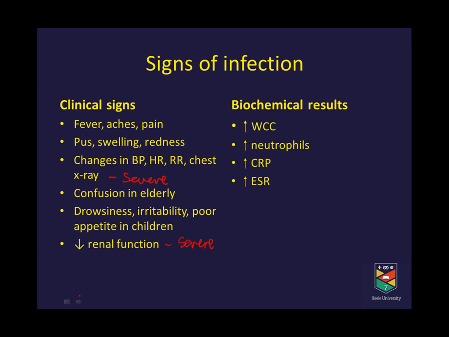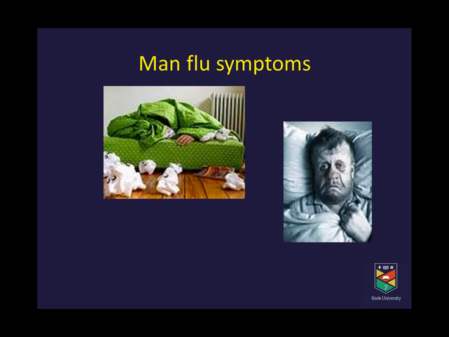Biochemical results, you see an increase in each of these. So neutrophils are a specific type of white cell that phagocytose microbes, bacteria, viruses. You can also see increases in the acute phase reactants. And they give you your typical symptoms of man flu, where you have somebody in bed, they're particularly unwell, they feel like they're dying, very high temperature, don't want to move, very achy, very drowsy, and that's the body's natural reaction to an infection.